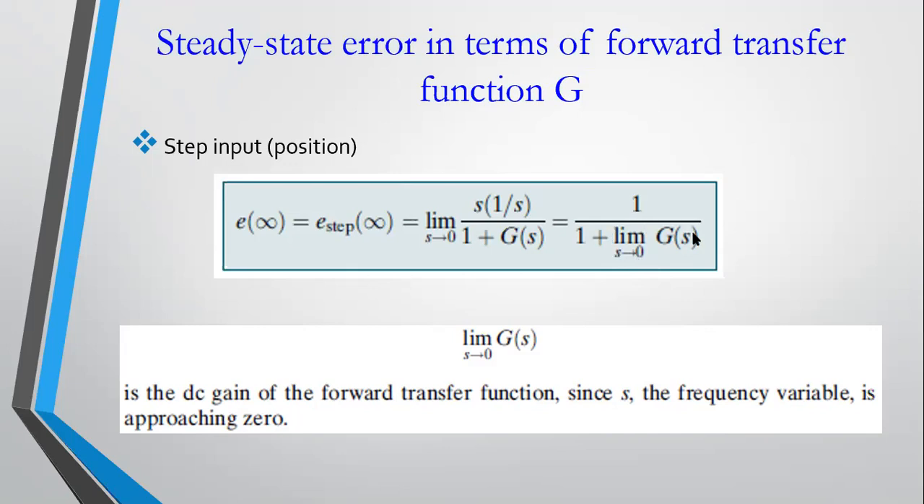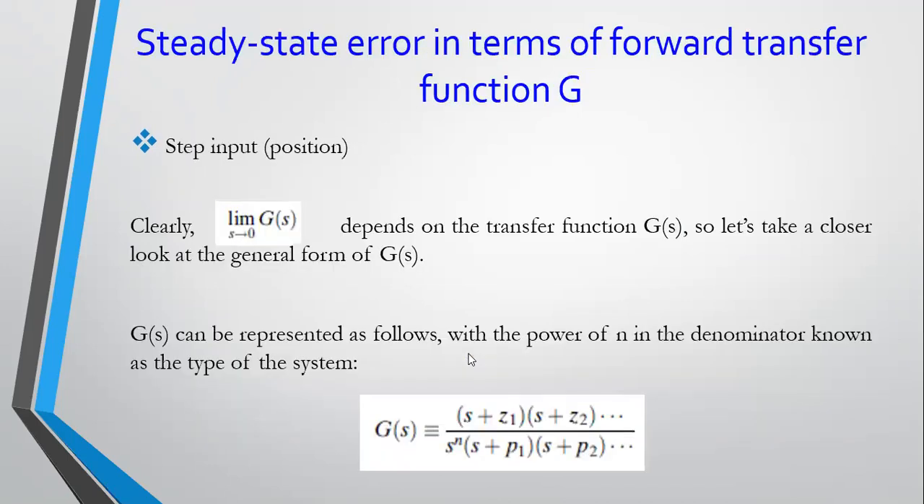So this is an important term for us to analyze, this limit. And of course, this result will depend now on gs because we already set the input to step. So this limit as s tends to 0 of gs is called the DC gain of the forward transfer function. DC gain simply because the frequency is 0, as in DC. Clearly, this limit would depend on the transfer function g now.